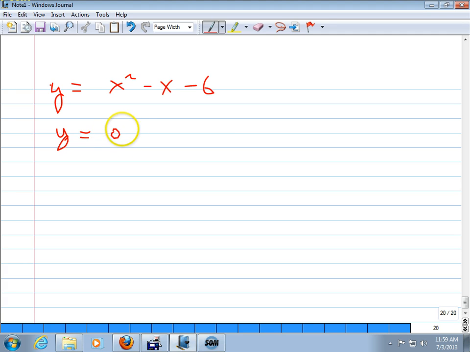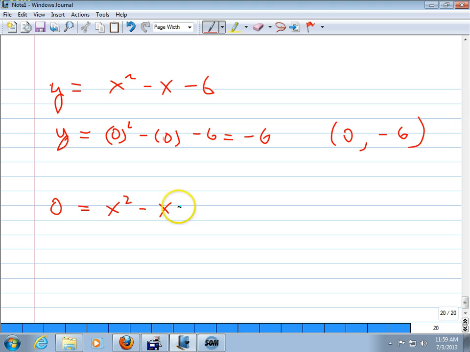Okay, plug in 0, square it, minus 0, minus 6, you get -6, right? Okay, so that means that when you plug in 0, you get -6. This point is the y-intercept of the parabola. How do you get the x-intercept? What do you know about every point on the x-axis? Every point on the y-axis, x equals 0. But every point on the x-axis, y equals 0. So what if I plug in y as 0 and solve for x?